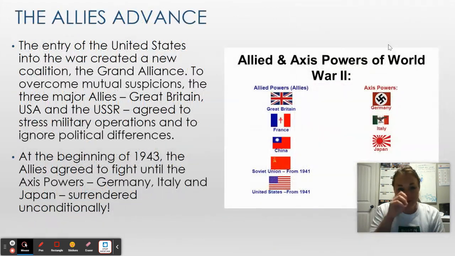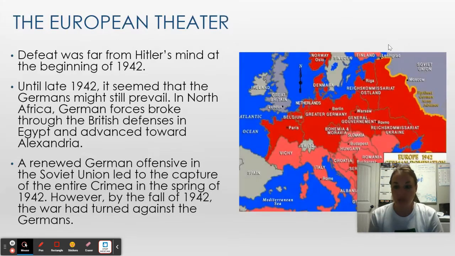So of course, the entry of the United States into the war creates the new Grand Alliance, that is fighting, of course, the Axis powers. There on the screen you can see. And at the beginning of 1943, the Allies say, we will fight until the Axis surrender unconditionally. This is not going to be one of these peace term situations. You have to surrender unconditionally before we stop.